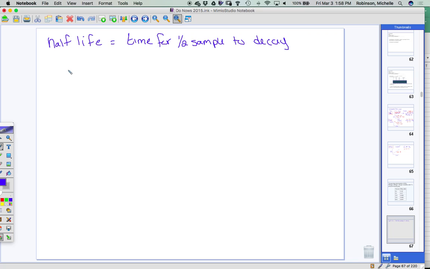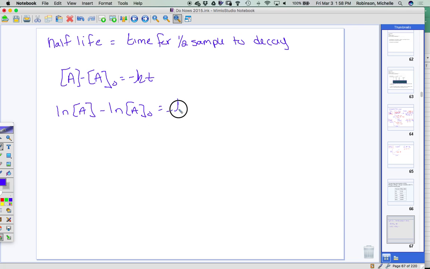Okay, so time for half of the sample to decay. You can use the integrated rate laws, right? And you have 3. This one is for zero order. This one is for first order. And this one is for second order. Okay. So if the half-life is defined as when half the sample decays, what could I put in for concentration original and concentration at time t?